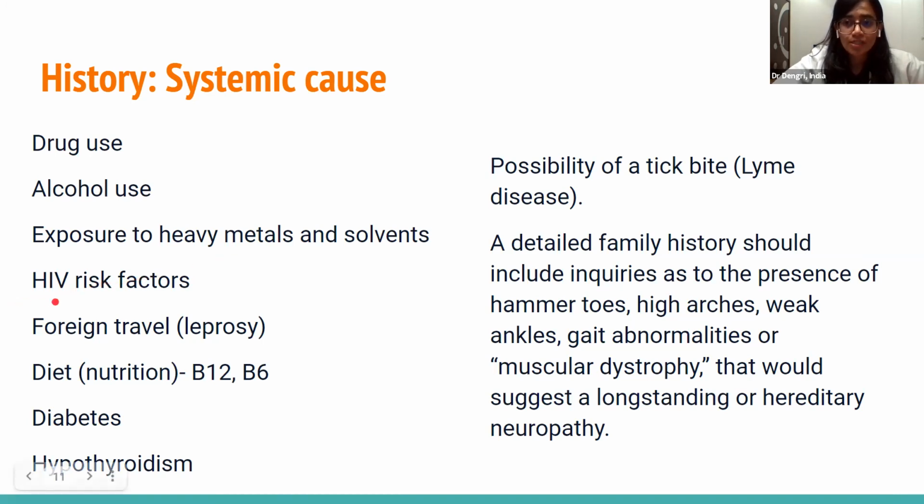Then HIV, you have to ask about HIV risk factors like sexual contact and IV drug abuse. Then foreign travel history, leprosy, which is quite common in developing countries. Then we have dietary. Dietary history is needed to rule out vitamin deficiency, B12 and B6.